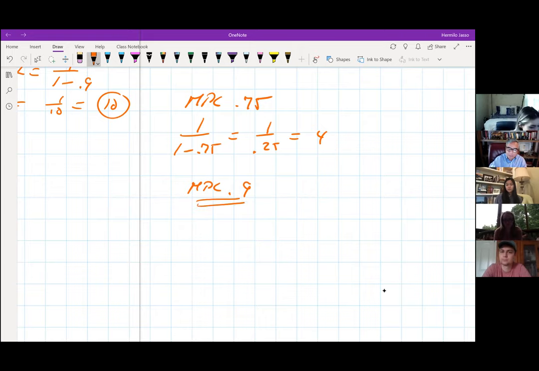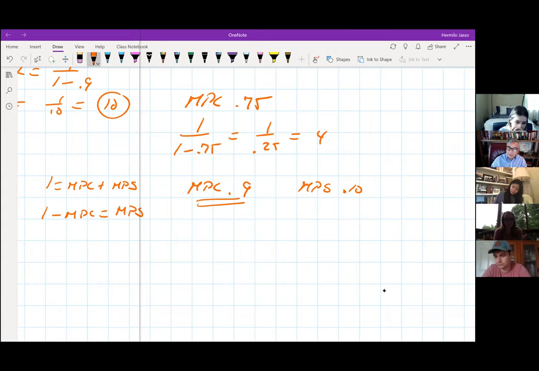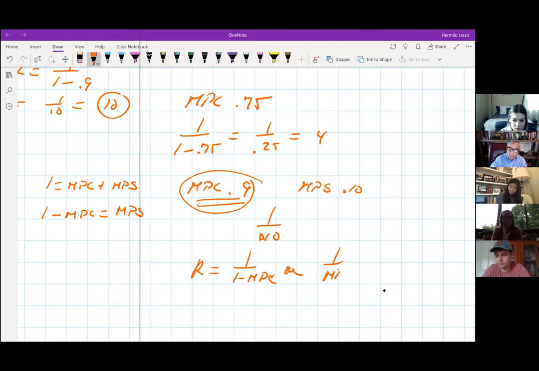If the MPC is 0.9, then the MPS is 0.10. Remember, 1 equals MPC plus MPS. So $1 minus your consumption is always going to be equal to your savings. So if you're consuming 90, that means you're saving 10. So the multiplier will be 1 divided by 0.10. So the multiplier equals 1 divided by 1 minus the MPC, or 1 divided by the MPS. Right, it's the same.